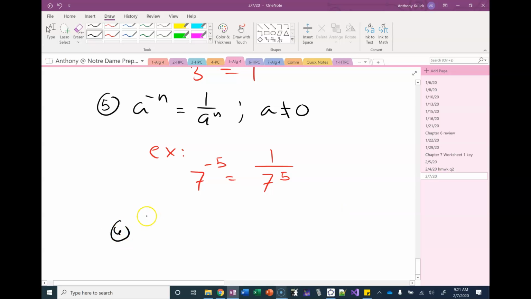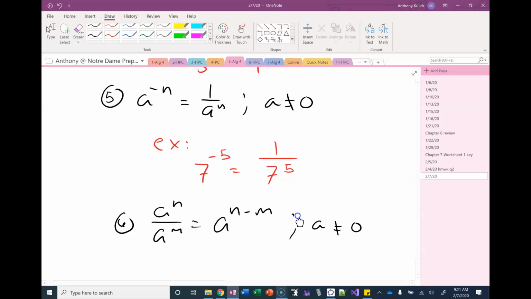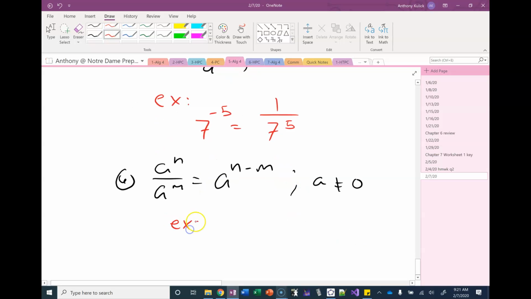And then lastly, we have a to the n over a to the m is equal to a to the n minus m. Again, provided that a is non-zero. So if I have 2 to the 5th over 2 to the 3rd, that gives me 2 to the 5 minus 3, or 2 to the 2nd.